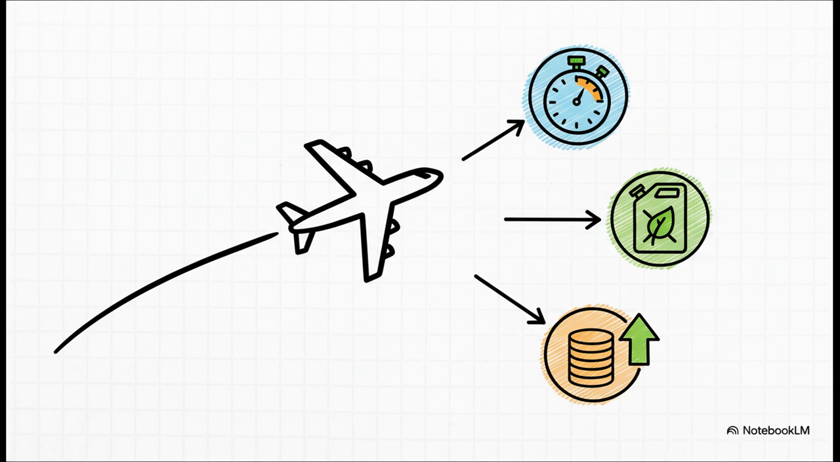So why is this such a big deal? Well, it's pretty simple. Following the Earth's natural curve means you cover the least amount of actual ground. And what does that mean? Shorter flight times, which we all want, and a massive reduction in fuel burn. That's a huge win for the airline's budget and for the environment. It's a total win-win-win situation.